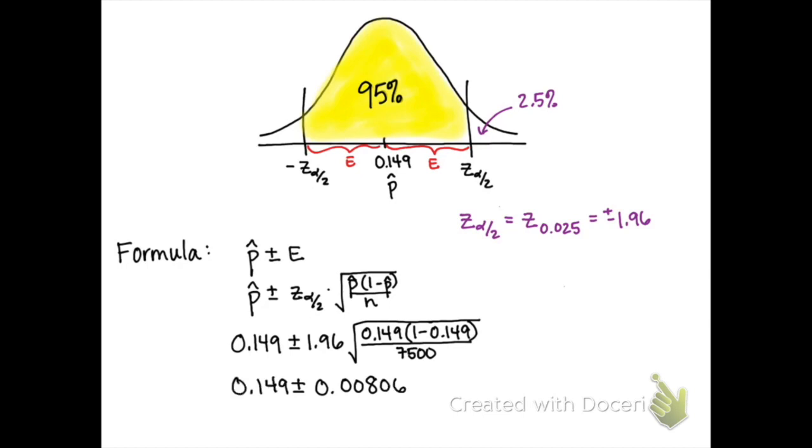And then finally, we will add and subtract. When we do the subtraction part, we have 0.14094, and when we do the addition, we get 0.15706. We were looking to find the value of the population proportion, and that is why we write our answer this way, to show that we expect P, the population proportion, to be between these two values.